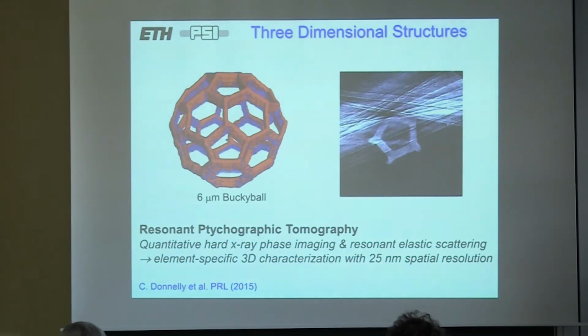So we were essentially combining hard X-ray phase imaging with resonant elastic scattering. What you see on the left-hand side is a buckyball structure created with two-photon lithography. It's a polymer scaffold with a cobalt coating on the top. And this is not just a structural image, it has element specificity. The blue color corresponds to the polymer, and the orange color corresponds to the cobalt on top.